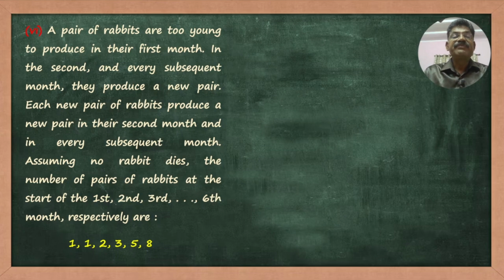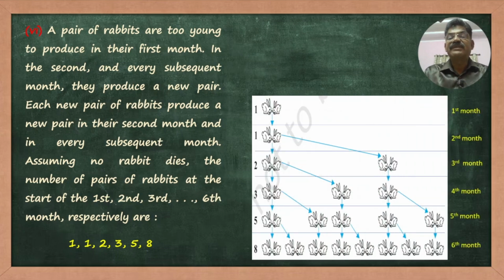Now let us see the diagram of rabbits. So in the first month you have only one pair. In the second month also you have only one pair. In the third month you have a new pair, so in total you have two pairs. In the fourth month you have three pairs, and in the fifth month you have five pairs, and so on. You can easily understand this diagram. If you read the paragraph carefully, you can easily understand this.